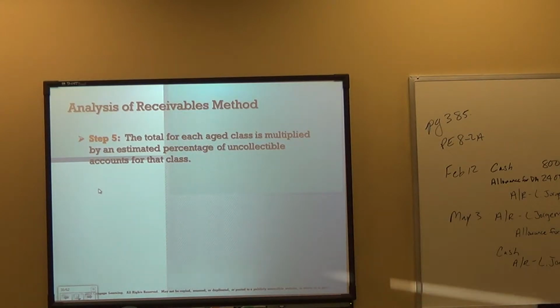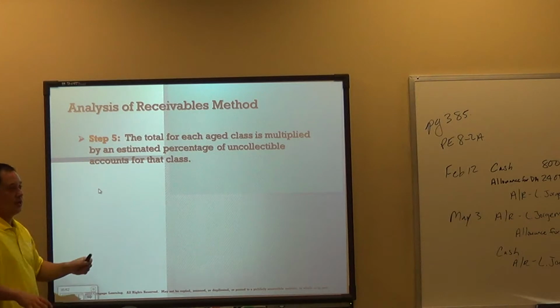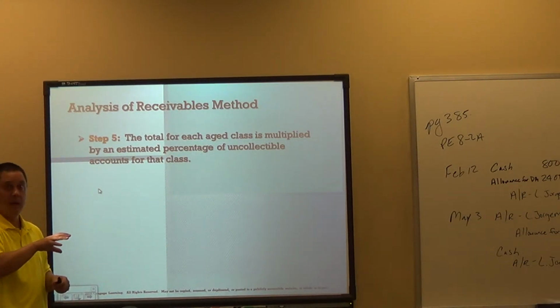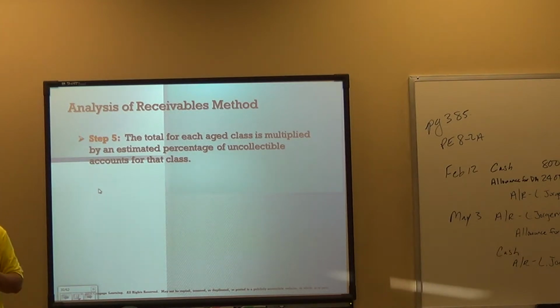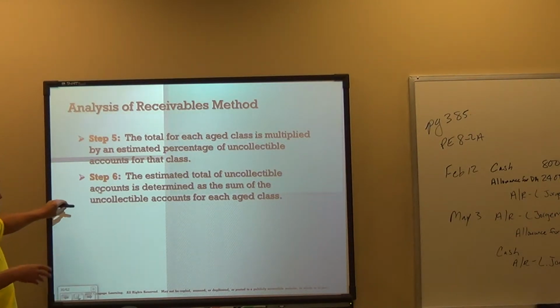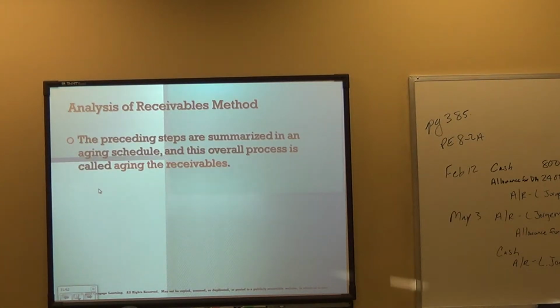Step 5, the total of each age class is multiplied by an estimated percentage of uncollectible accounts. So you take each of those, break it all down, and what percentage of those are not going to be collectible. Because even in the 30 days, they may not be collectible, because they may slide to 90. We just may know that that company may be struggling and may not be able to pay us. So we may have a percentage there. And the estimated total of the uncollectible accounts is determined as the sum of the uncollectible accounts for each age class. So we add it all up. We'll take a look at what that means in just a second here.